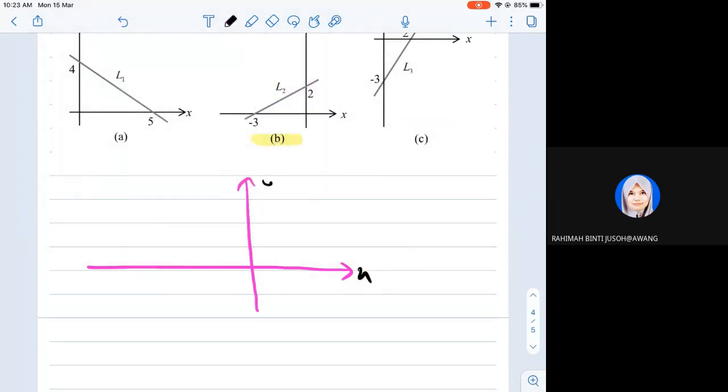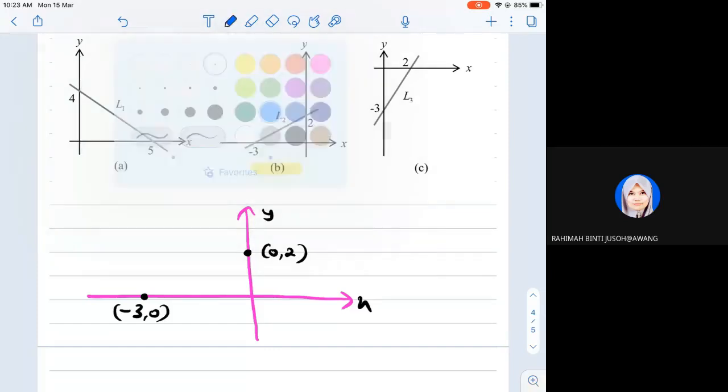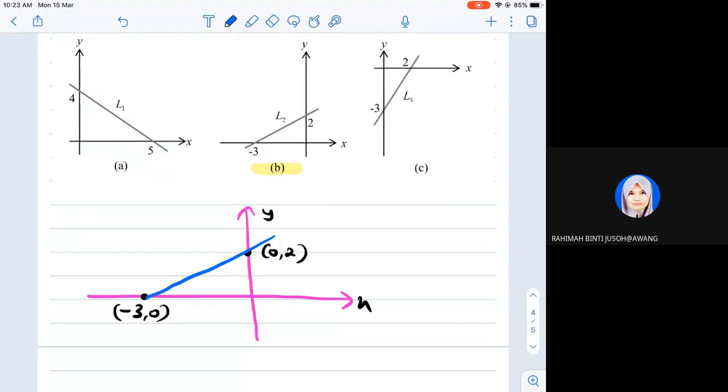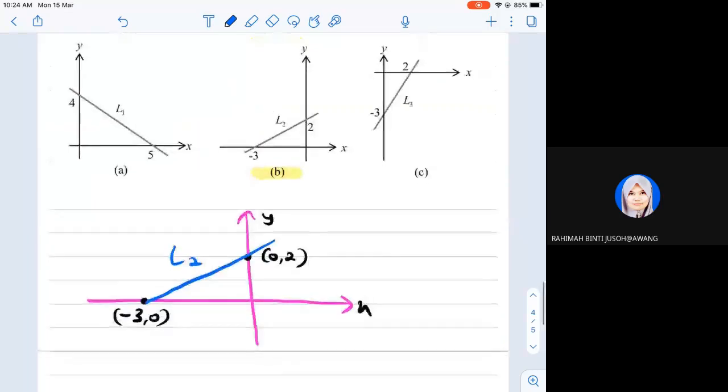Okay, x and y. So here we will have negative 3. So the coordinate here should be negative 3, 0, isn't it? And then going up we have 0, 2, of course. So this is the line L2. Guys, I draw the line with a blue marker. Like this. Okay, so this is L2. Right now our objective is to find the parametric equations of line L2. We want to find this straight line L2.